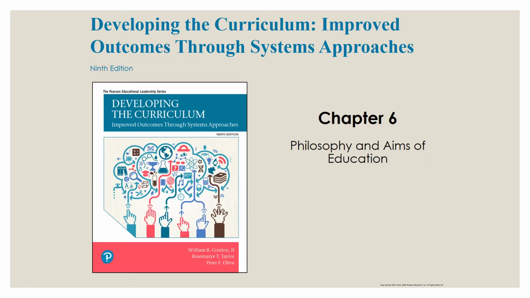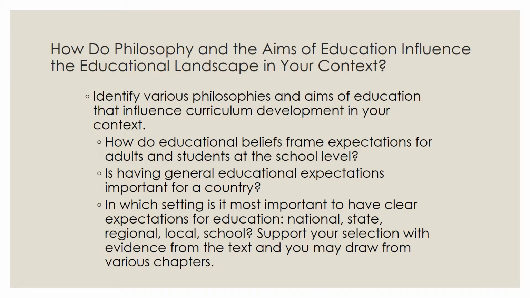After looking at the models, it's now time to look at the philosophy and aims of education. So really, when you're looking at this philosophy and the aims of education, you want to look at it through your own context. So how do educational beliefs frame expectations for adults and students at the school level? If you are in a classroom, you can kind of get an idea of this.